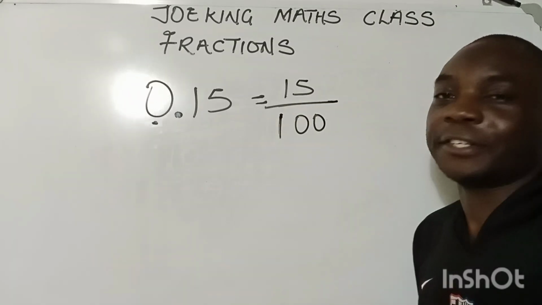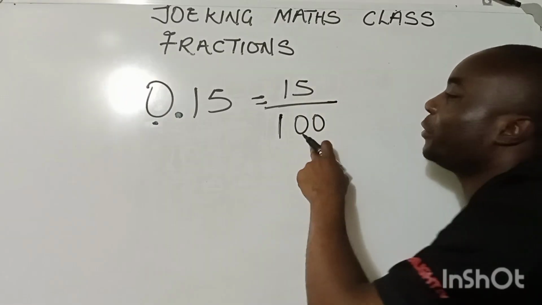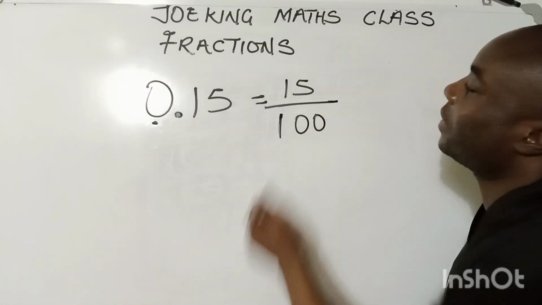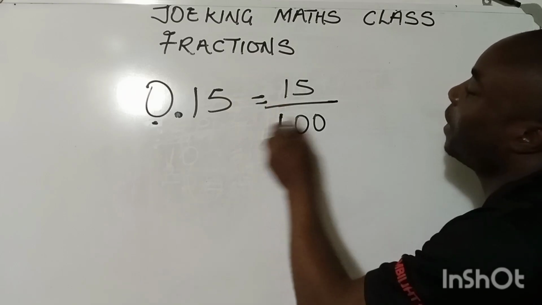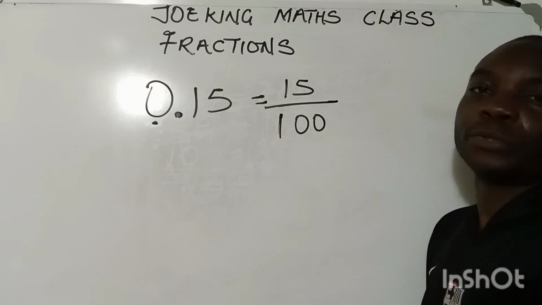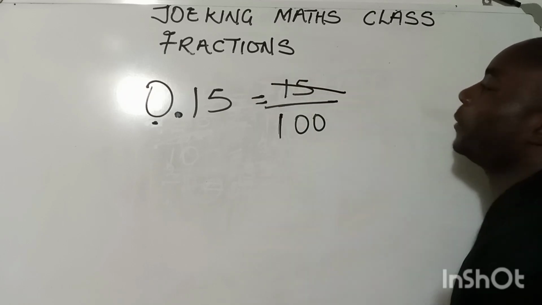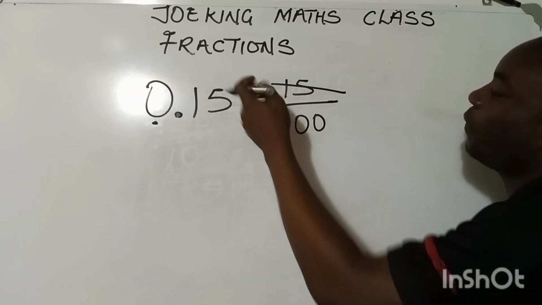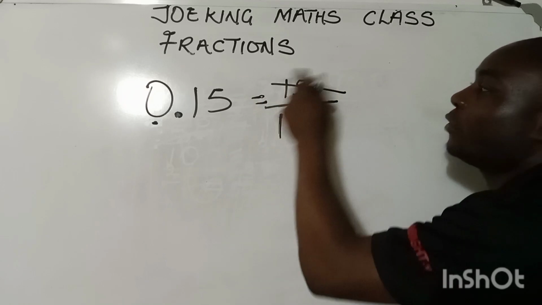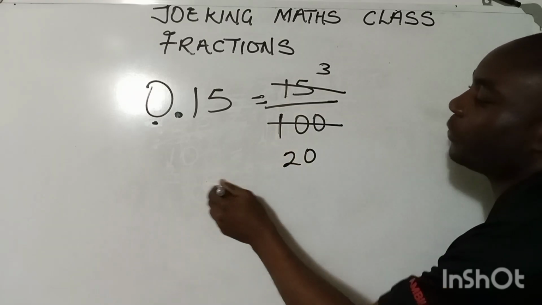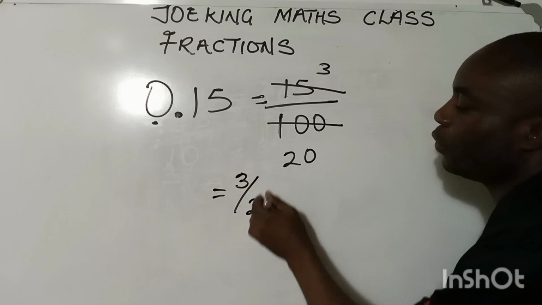But this is not the end. We can reduce 15 over 100 to its lowest term. And how do we do that? We look for a number that can be used to reduce 15, and the same number can be used to reduce 100. We can have 3 here, and we can do 5 here. Let's use 5. 5 into 15 is 3 times, and 5 into 100 is 20 times. So our answer is 3 over 20.